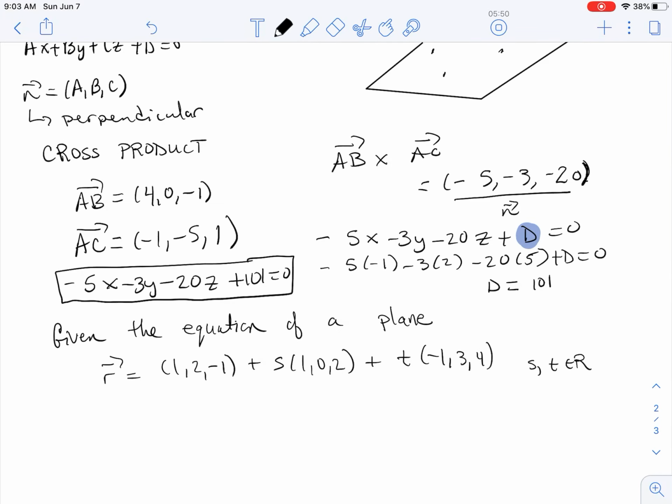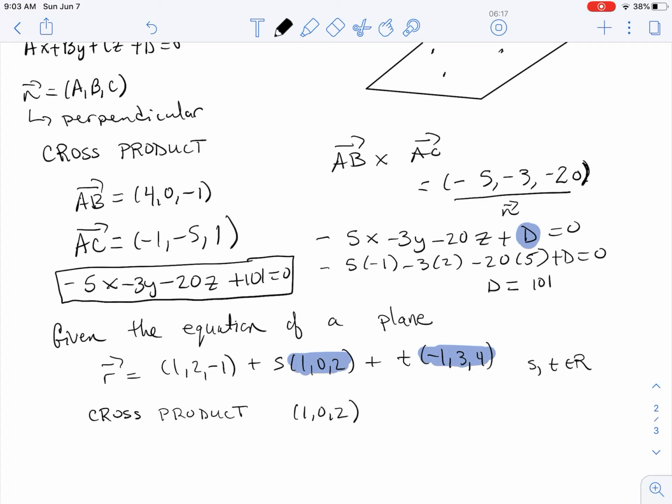Okay, so now situation here, what about if you are given the equation of a plane? Well, it's pretty much like what we just did there. You're still going to have to generate a normal vector, so you're still going to have to do the cross product. Cross product can only be done between vectors, so what you want to do is the cross product with those two direction vectors.